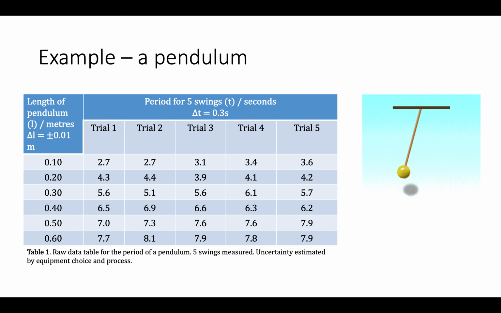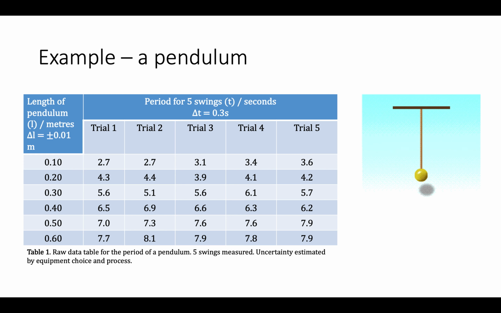This will hopefully make more sense with an example. So here is a decent looking data set for a pendulum. The pendulum is swinging backwards and forwards, and you have a timer which you estimate is accurate to the nearest 0.3 seconds. I should have said plus minus 0.3 seconds. I missed off the plus minus sign, sorry. And you're calculating 5 swings because that's easier than just trying to calculate one swing because it happens very fast.